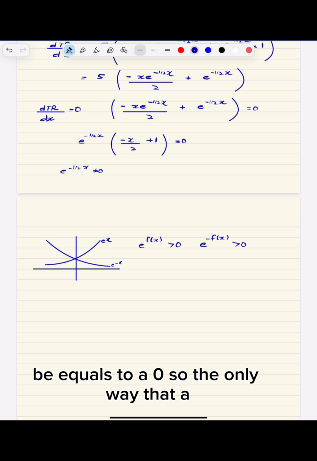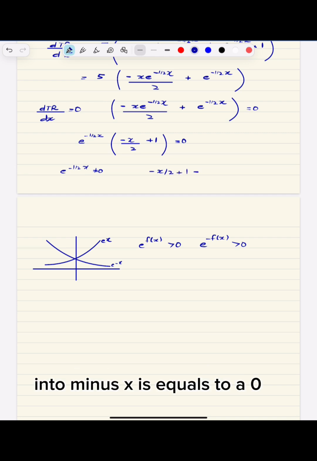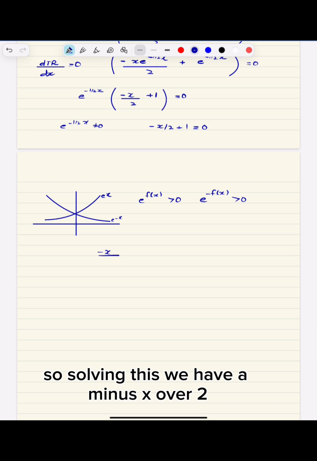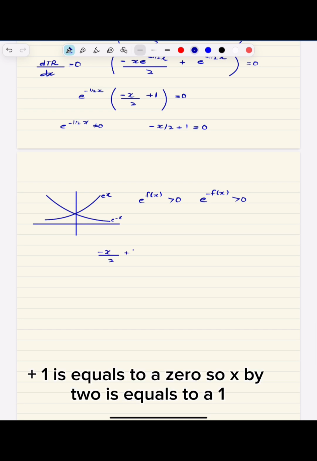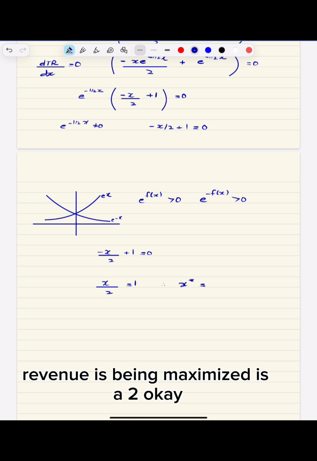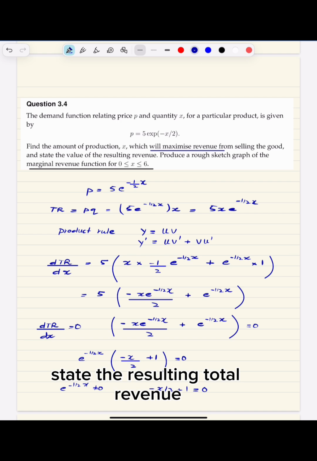So the only way that the derivative is going to be equal to 0 is when a half into minus x is equal to 0. So solving this, we have minus x over 2 plus 1 equals 0. So x by 2 is equal to 1. Therefore, the quantity at which total revenue is maximized is 2. Okay, we've done this part. And they wanted us to state the resulting total revenue.